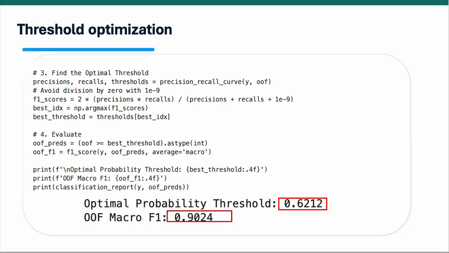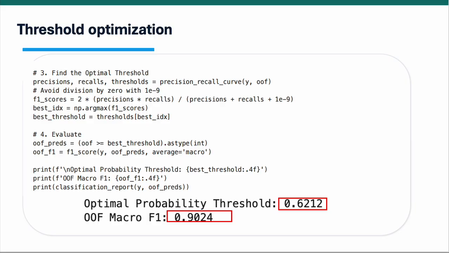Instead of using the default 0.5 cutoff, we optimize the probability threshold using the precision recall curve. We compute the macro F1 across all thresholds and select the one that maximizes the performance. The optimal threshold was 0.6212. Using this threshold, our out-of-fold macro F1 reached 0.9024, demonstrating strong balanced performance across classes. This showed that aligning the decision rule with the evaluation metric significantly improved practical results.